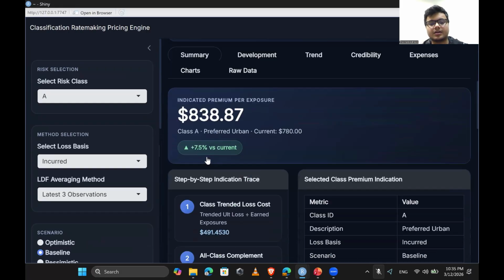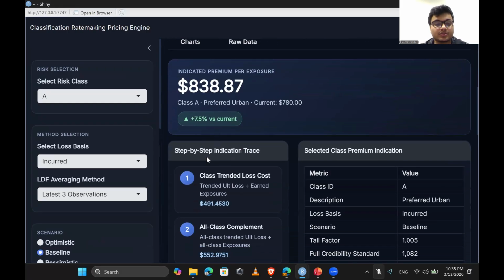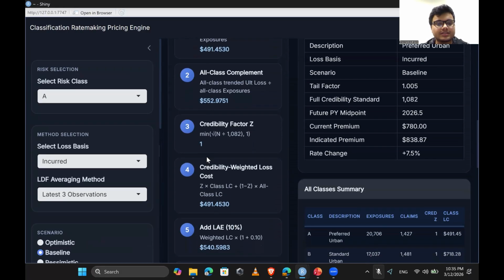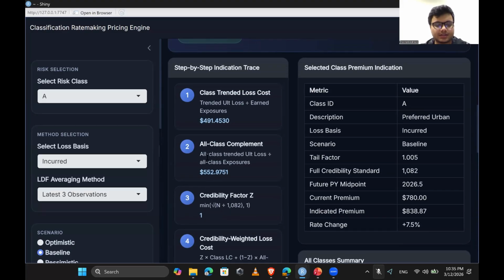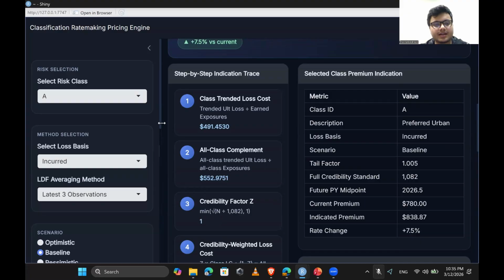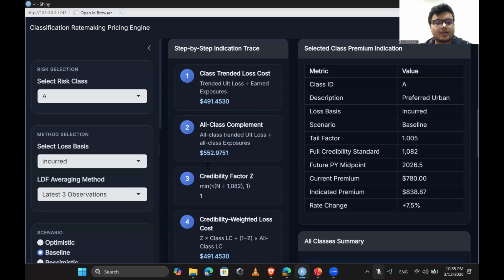The summary tab shows a 7-step indication trace, and this is the most important feature of the engine from an actuarial standpoint. Step one is the class trended pure premium, the raw cost after development and trend but before any credibility adjustment. Step two is the all-class complement, which is the trended pure premium calculated across the entire book of business.